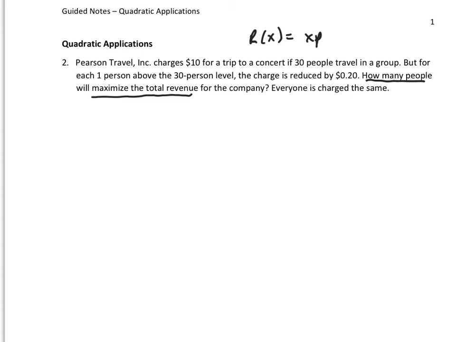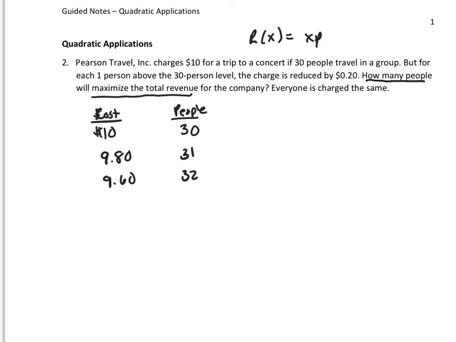Pearson Travel charges $10. So cost is $10 for a trip to a concert if 30 people go. And then what happens? For each one person above 30, so like 31, the charge is reduced by 20 cents. So it only costs $9.80. And if you had 32 people, it would go down another 20 cents or $9.60. So let's find an equation for either X or P.